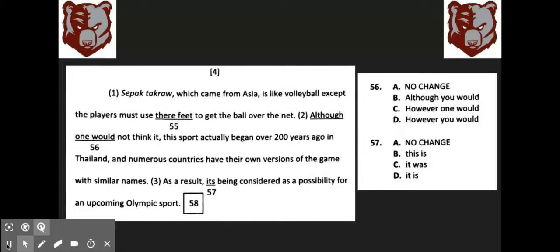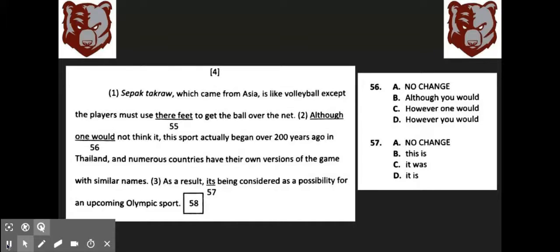This leaves the choice of whether to change the sentence to however one would or to leave it although one would. However and although are similar words in that they are used to show contrast with other ideas. However, the difference between them lies in where the contrasted idea is located. When using although, the contrast comes within the same sentence because although is what's called a subordinating conjunction. That means a clause that begins with although cannot exist on its own as a sentence, and it would have to have another clause with it.